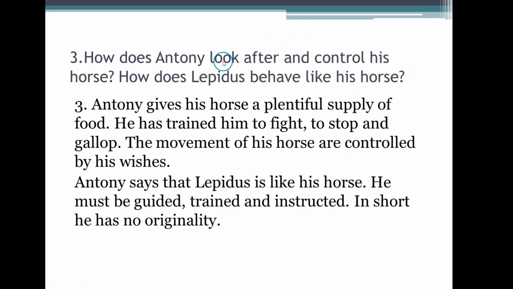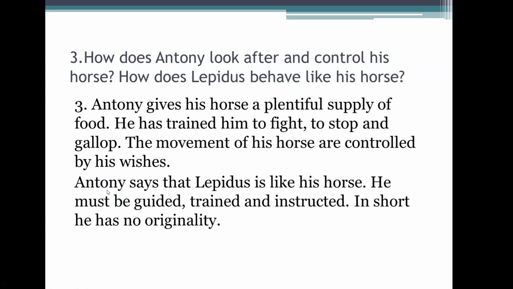Okay. How does Antony look after and control his horse? How does Lepidus behave like his horse? So here the answer is, Antony gives his horse a plentiful supply of food. So you can underline a plentiful supply of food. He has trained him to fight. Trained him to fight, you can underline this. To stop and gallop, you can underline this, to stop and gallop. The movements of his horse are controlled by his wishes. So are controlled by his wishes. You can underline by his wishes.